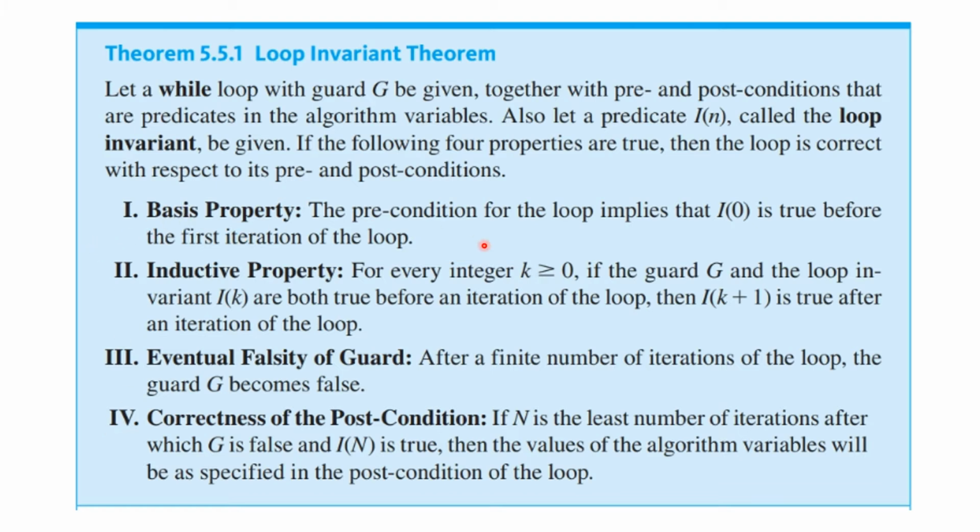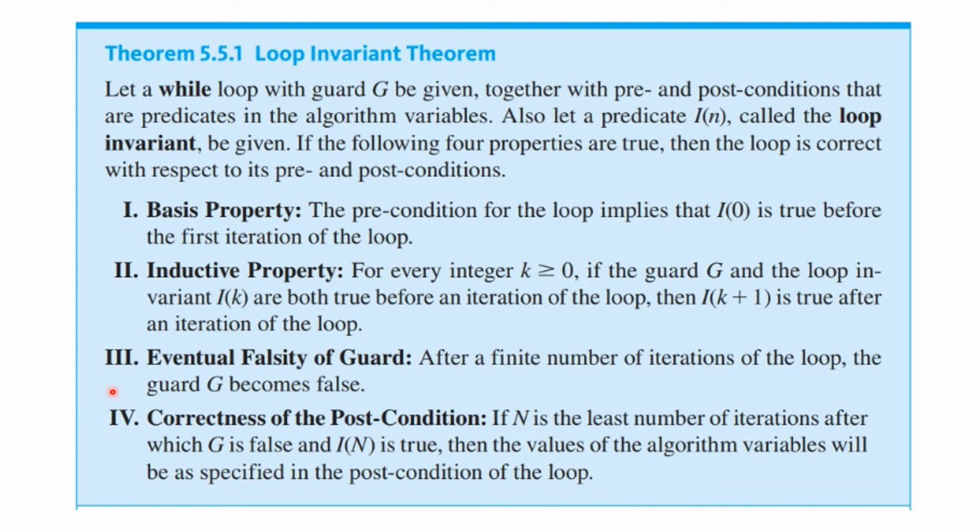So the basis property is the precondition for the loop implies that I of 0 is true before the first iteration of the loop. And then, this is really anchored in the property of math induction. For every integer k, if the guard and the loop invariant I of k are both true before an iteration of the loop, then I of k plus 1 is true. So you see, when you're proving this, you're often using induction.